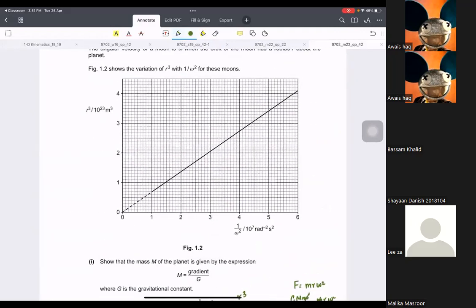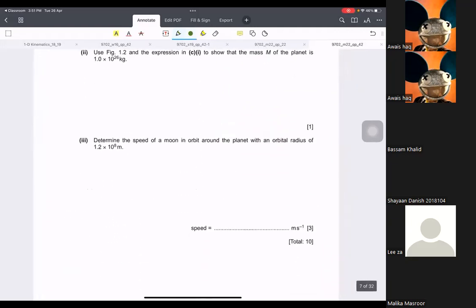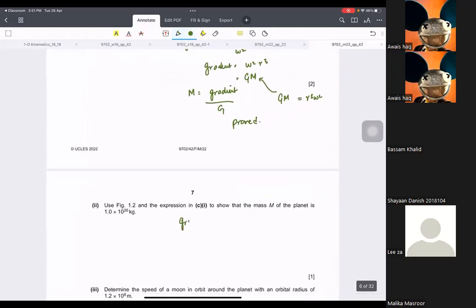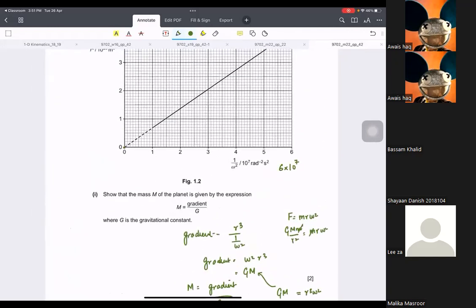Now using figure 1.2, show that the mass of the planet is this. Acha, now because it starts from 0, we can take any value, really. So let's just take this one. This is 6 times 10 raised to the power 7, and this is 4.1, है ना? 4.1 times 10 raised to 23. Okay. So जो gradient है, gradient will be 6 times 10 raised to 27. Sorry, 7.